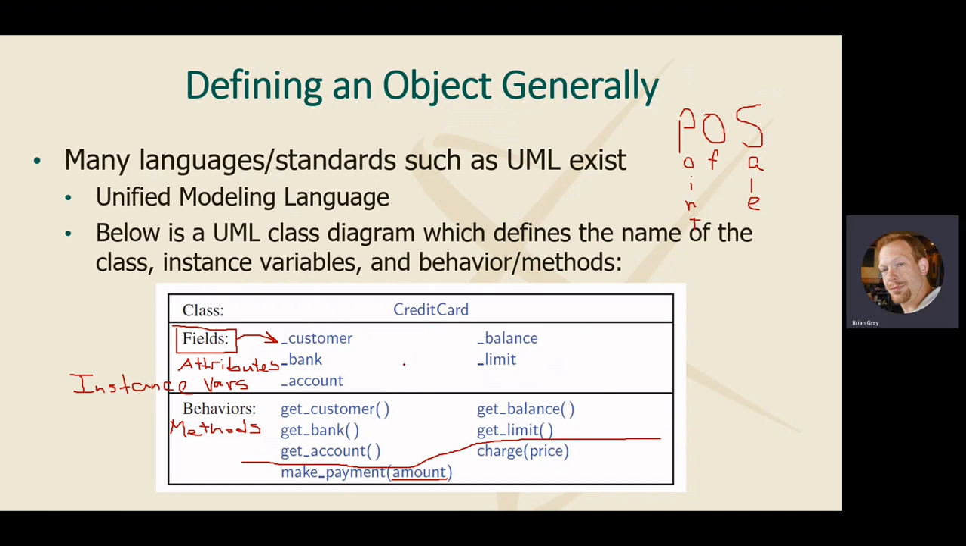But that's not totally interesting. We also would want things that might alter our object, that might manipulate our object, right? So we want to be able to charge on the card, right? We want to buy something with the card, or we might want to make a payment on the card. Right? Our POS system might have the ability to pay off some of the debt. So in order to do that, we need to take an amount to pay or a price of a transaction to add to the card.